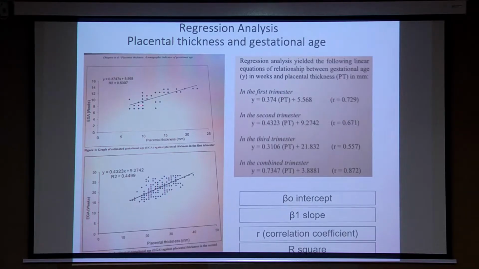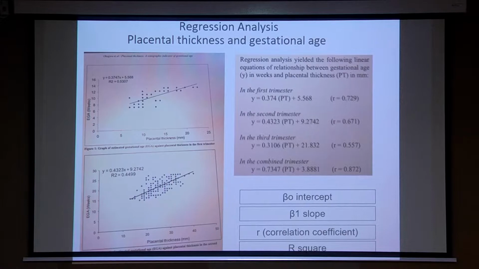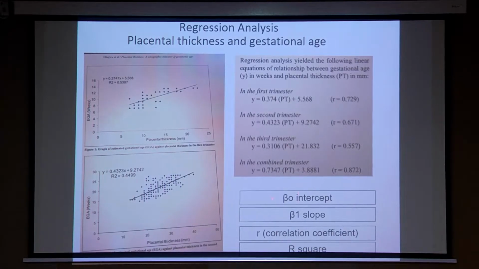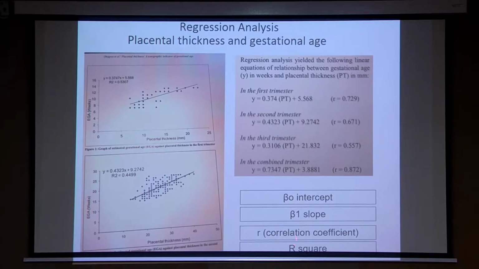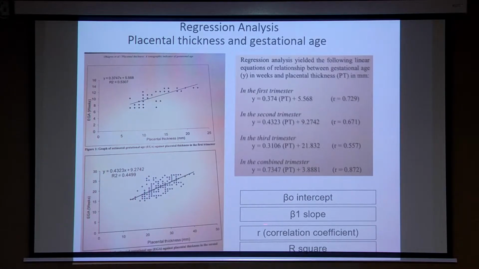We can calculate for the first trimester, second trimester and third trimester, and you can combine all the values and calculate for the whole antenatal period as a whole. So we need to calculate and understand these 4 things. Beta naught is the intercept, beta 1 is the slope, R is the correlation coefficient and R square is called the coefficient of determination.